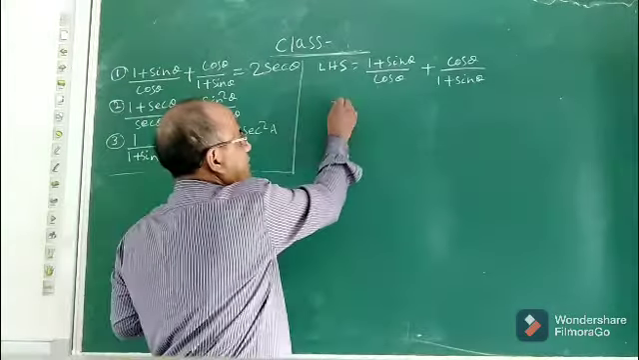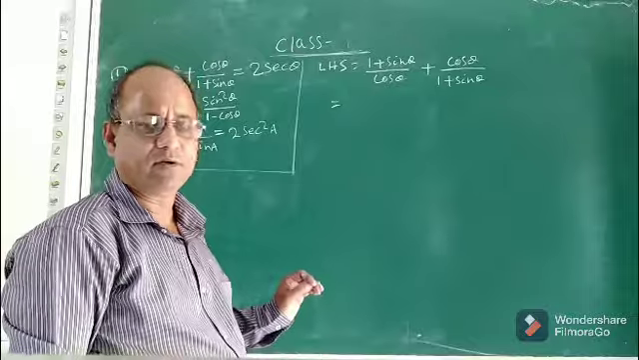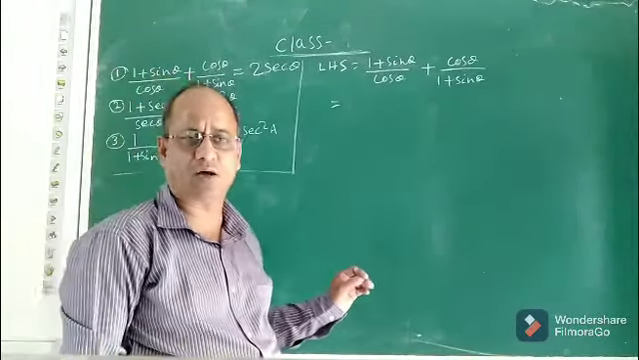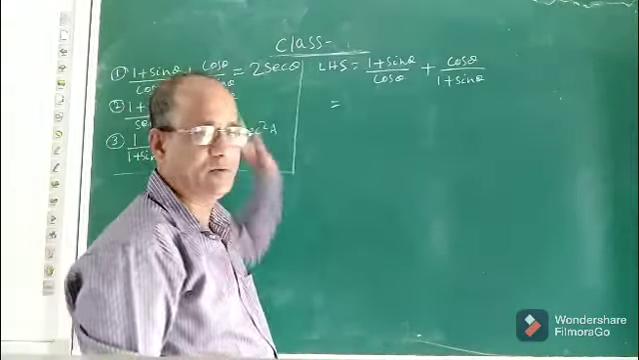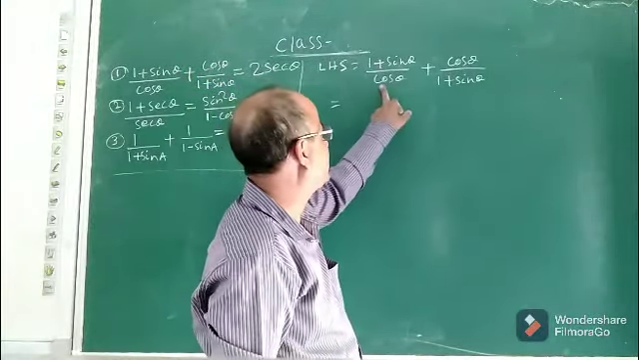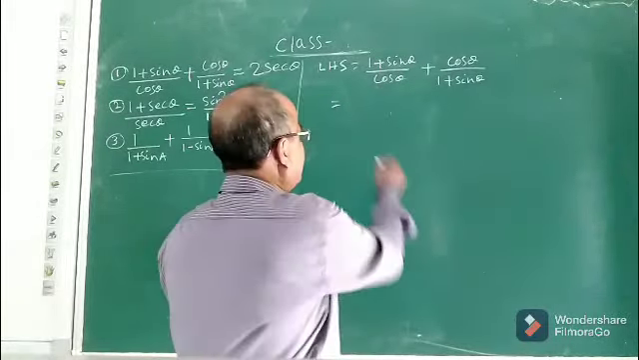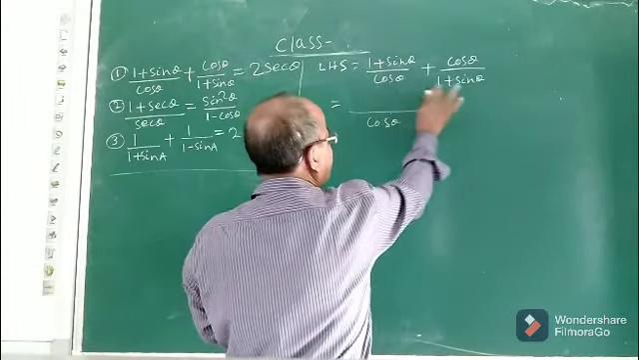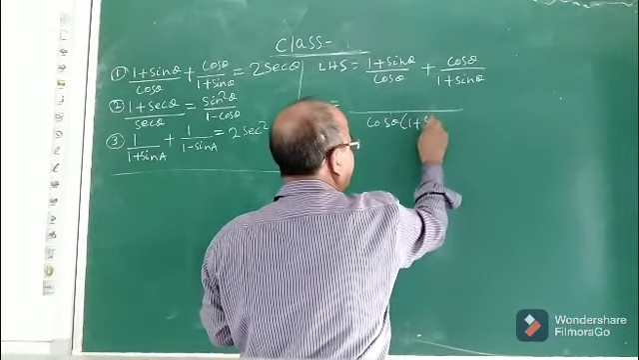Whatever trigonometric identities we have learned earlier, like sin square theta plus cos square theta equal to 1, sec square theta minus tan square theta equal to 1, cosec square theta minus cot square theta equal to 1, they all will come into use while we prove a trigonometric identity. In this particular identity, how to prove? Since this one and this one are added, first we have to take the LCM. The LCM of cos theta and 1 plus sin theta will be cos theta into (1 plus sin theta).